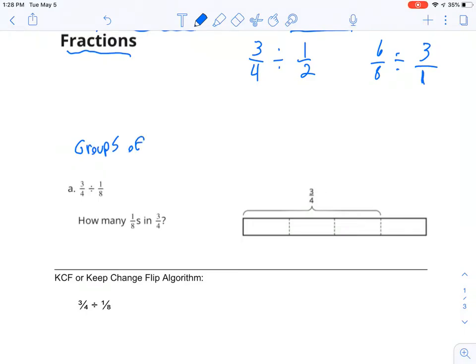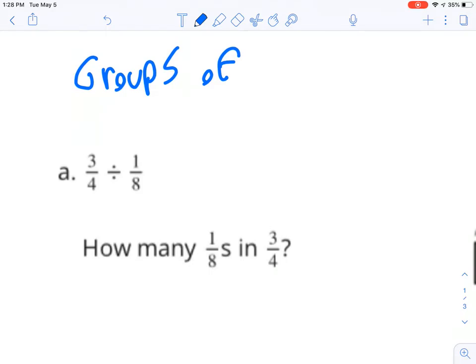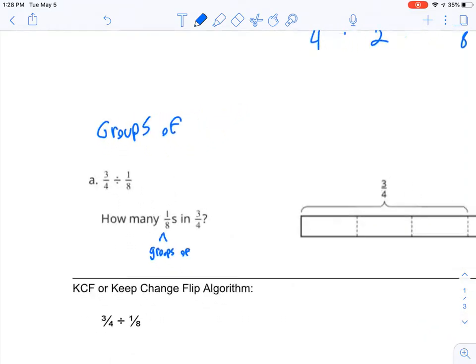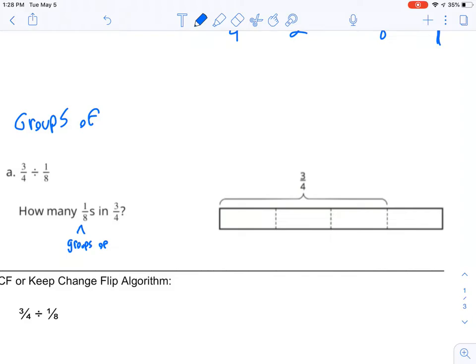Groups of, right? So in this first one, 3/4 divided by 1/8 literally means how many 1/8 fit into 3/4, or how many groups of 1/8 fit into 3/4, right? Okay, so don't forget that. So right here we have a diagram, 3/4 already represented, 3/4, okay? So this last one's pretty obsolete, okay? And we can see the 1/4, the 2/4, and 3/4 all together.